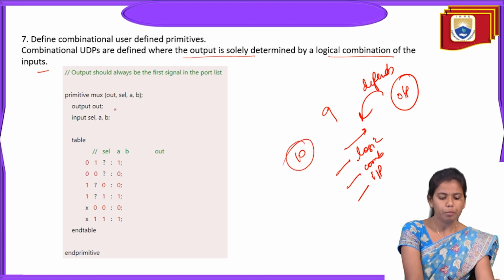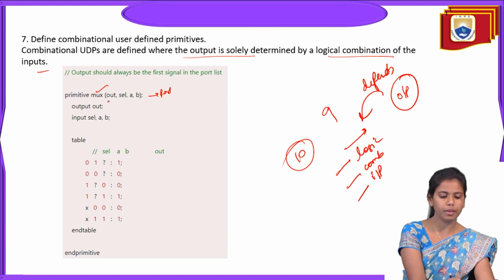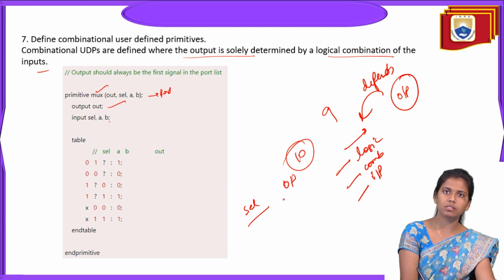Okay, primitive mux, the name of the module is mux. These are the port lists. In the port list, the mux will have the output, selection line, A and B. The output is represented as out, and the inputs are the selection line, A and B. Now we come across a table. In this table, with respect to the selection line, the output is determined.